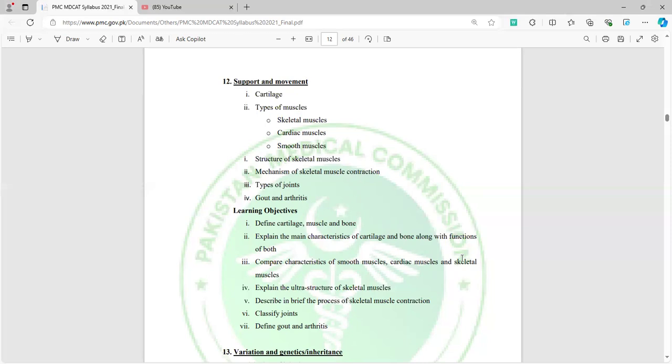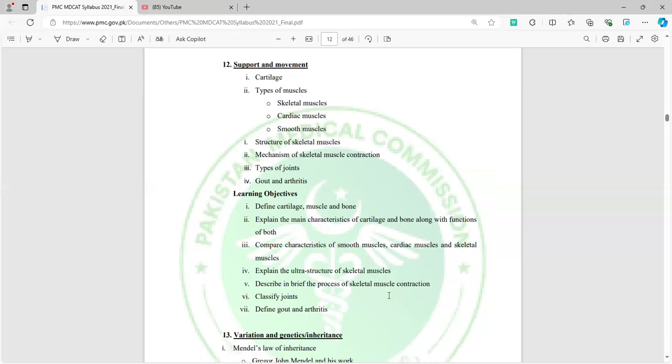Apart from that, this comes into the ultrastructure of skeletal muscles as well. Now you need to know the process of contraction of skeletal muscle, all about the I band, A band, and Z band. Now, if we come to the most important topics, these are the two types of joints and the process of gout. So the two types of joints are the hinge joint, like the elbow, and the ball and socket joint, like the shoulder. The shoulder joint is known as the ball and socket joint because it allows movement in 360 degrees.